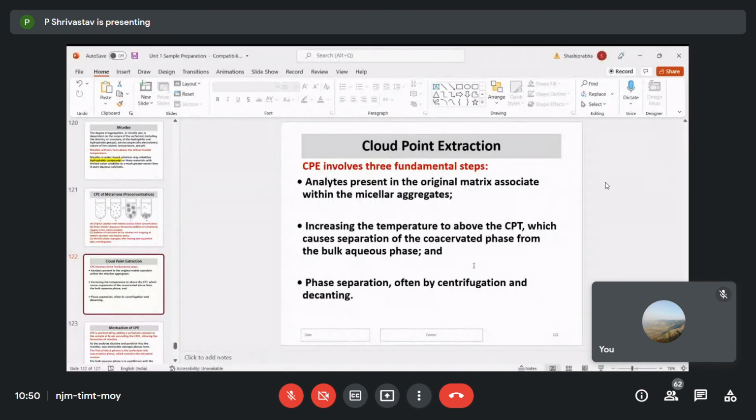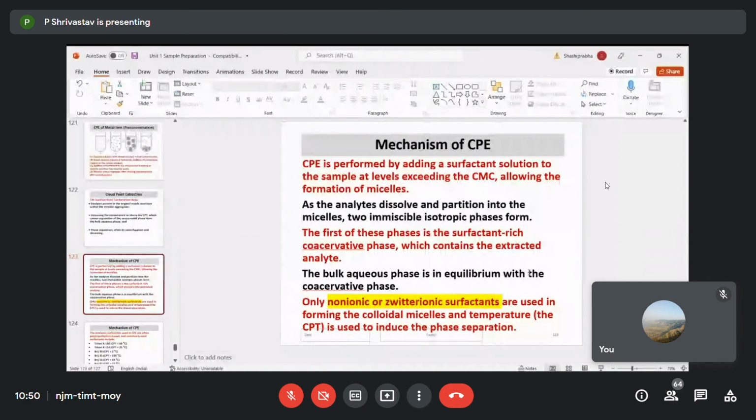You can simply decant this phase, the coacervated phase. That means this is a very small, dense phase, which contains your micelles and your analyte of interest. That is the coacervated phase. And this phase can be separated by centrifugation. And this is what I just mentioned, the mechanism, how it works.